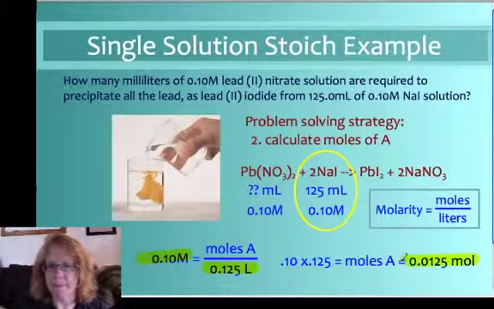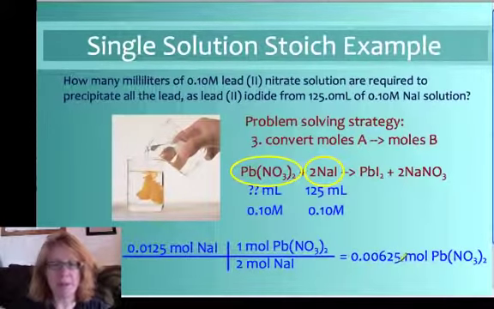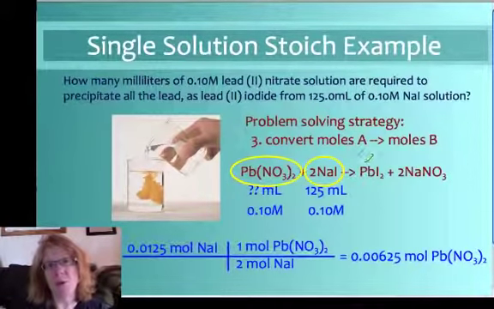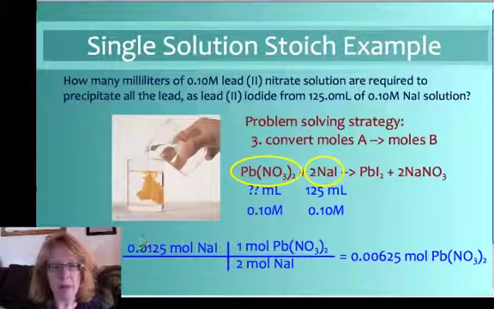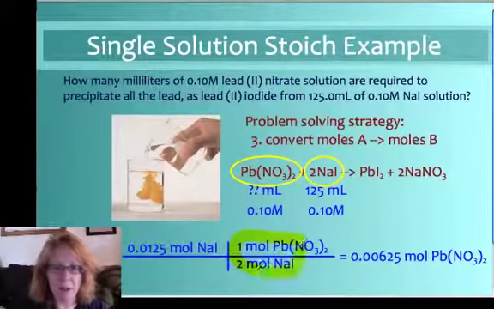Next step. Next step is I'm going to convert from moles of A to moles of B. This is the stoichiometry step. This is where you need to do a Wunderfraction. So here's where I got my answer for my last step. I had 0.0125 moles of A, and then here is my stoichiometry step.